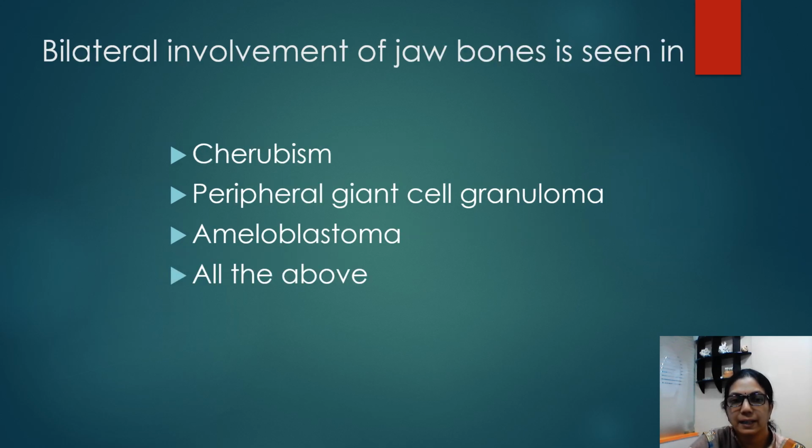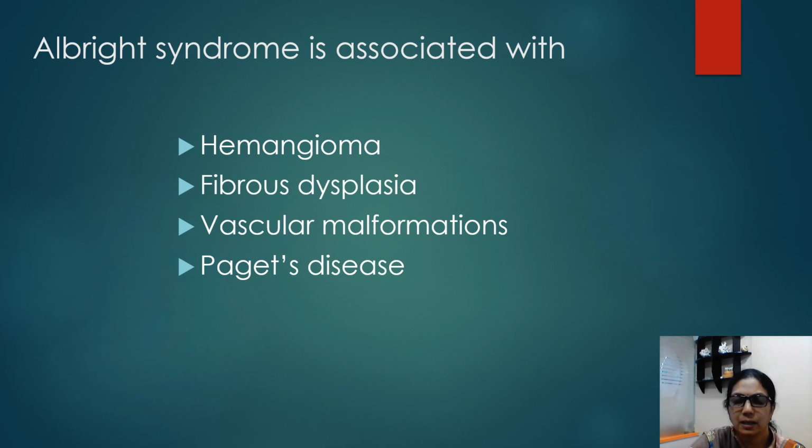Next question is bilateral involvement of jaw bones is seen in cherubism, peripheral giant cell granuloma, ameloblastoma, or all the above. So bilateral involvement is common in cherubism. We see in children both the jaws will be expanding. Whereas peripheral giant cell granuloma appears in the mandible and in the anterior region, and ameloblastoma is typically unilateral. Most of the time it is unilateral only. So the answer is cherubism, which is characteristically bilateral.